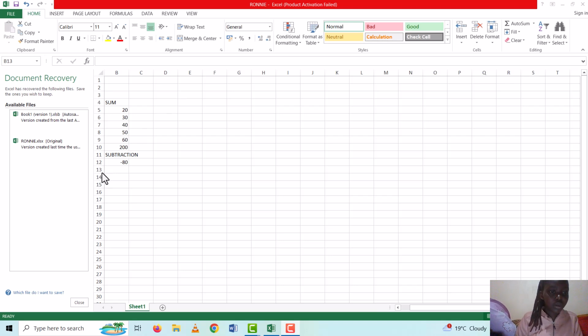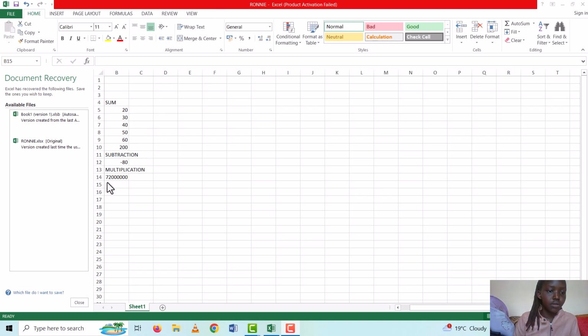Another formula we also have is multiplication. We're still going to use these very same numbers. With multiplication, before writing any formula or function, it must start with an equal sign. The product of these numbers is 72 million.